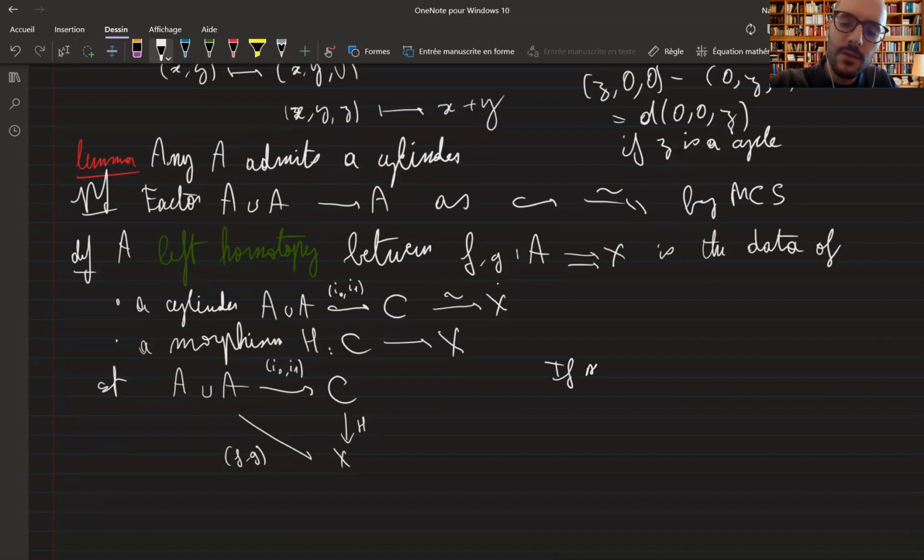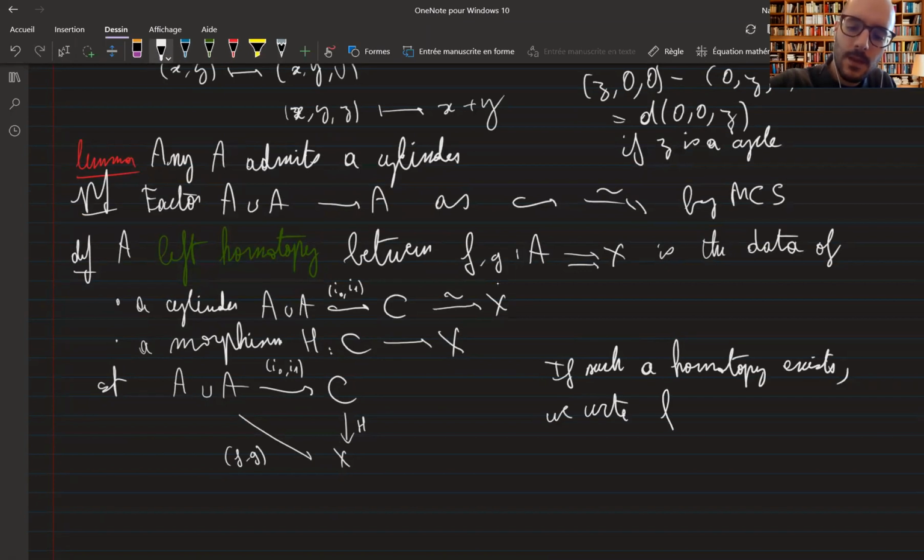So if such a homotopy exists, we write F is left homotopic to G. And as you can guess, there will be a definition for right homotopy. Okay? So our goal is to prove that in the homotopy category, so the localization, you can check if two morphisms are equal just using left homotopies and not paths, right? Paths of maps.